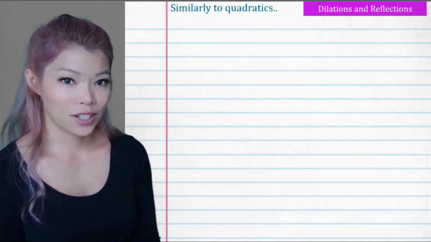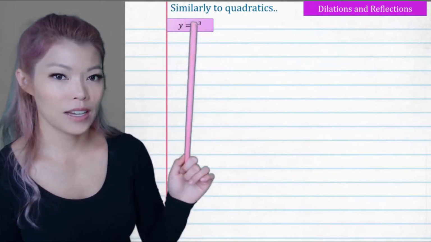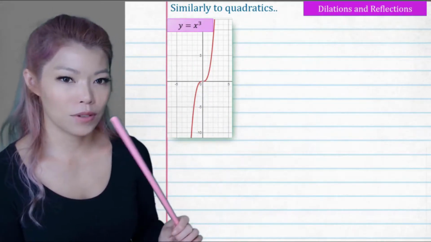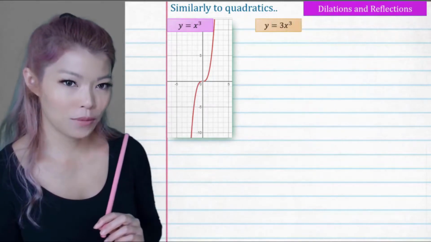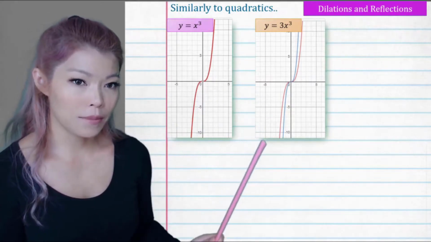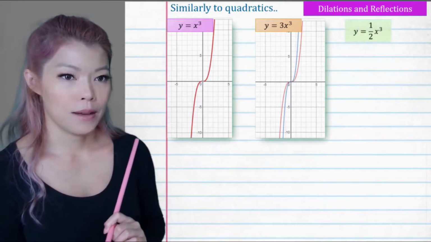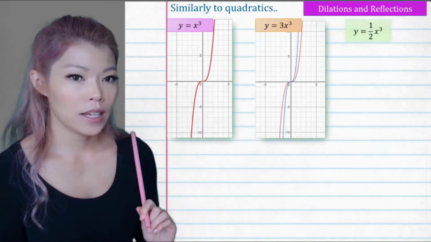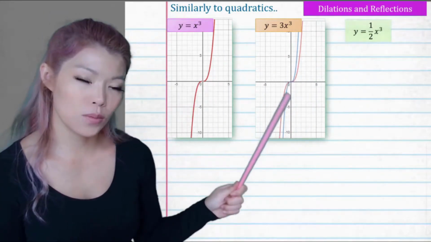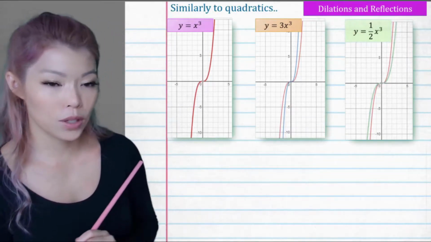Dilations and reflections. Similarly to quadratics, where we had x squared, we're now going to have x cubed, and we can dilate and reflect just like we did in quadratics. What does that mean? If we're at 3x squared, a dilation of 3, it means it becomes steeper because it's moving faster. We're multiplying everything by 3. But if we had half x cubed, I meant x cubed, everything's moving slower, so it's more shallow. So it's very similar to quadratics.